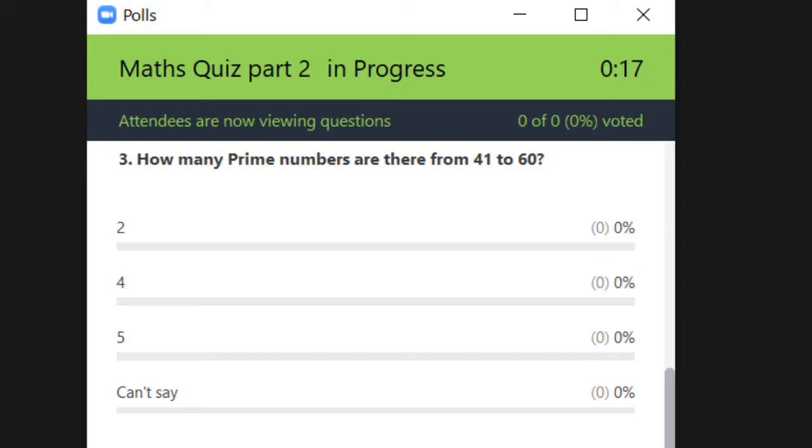The question is, how many prime numbers are there from 41 to 60? Again, remember the chart of prime numbers from 41 to 50 and 51 to 60. How many are there? Think on it and select the correct answer. The options are A, 2, B, 4, C, 5, and D, can't say.